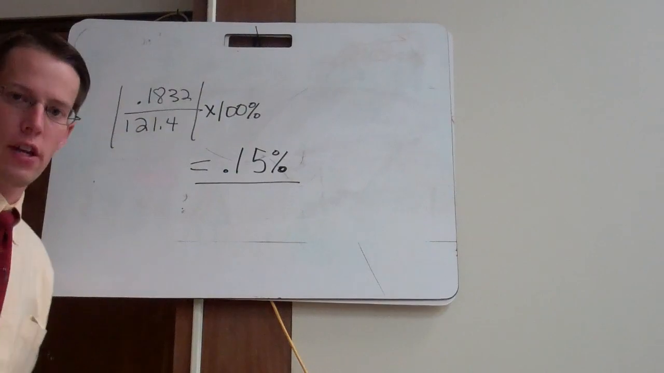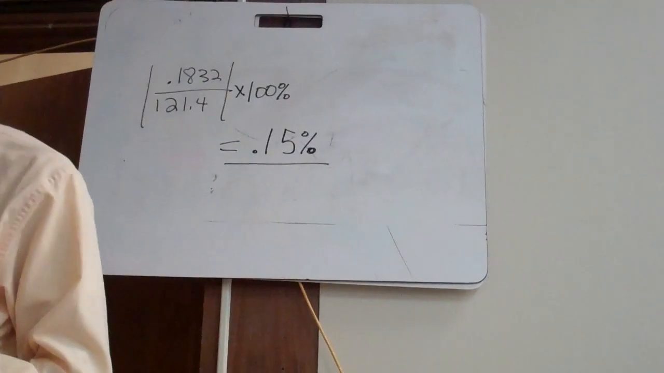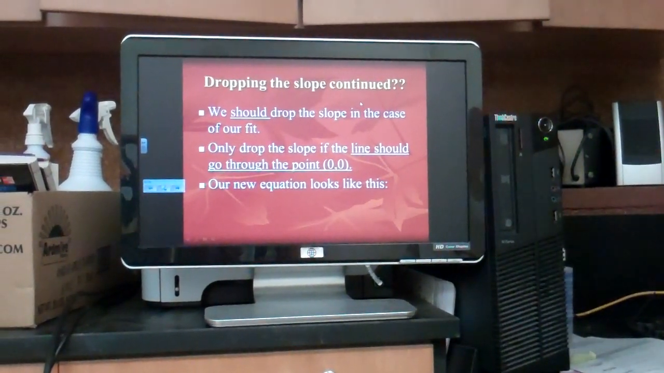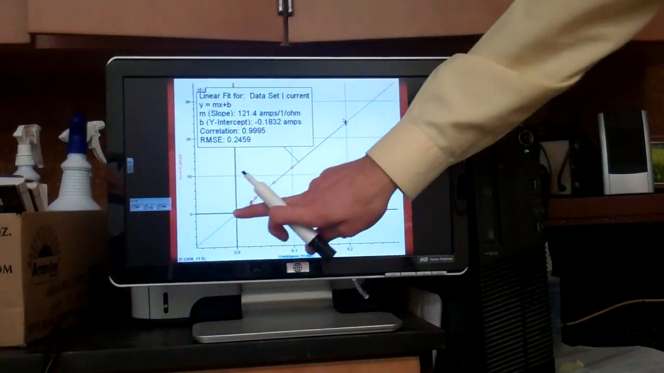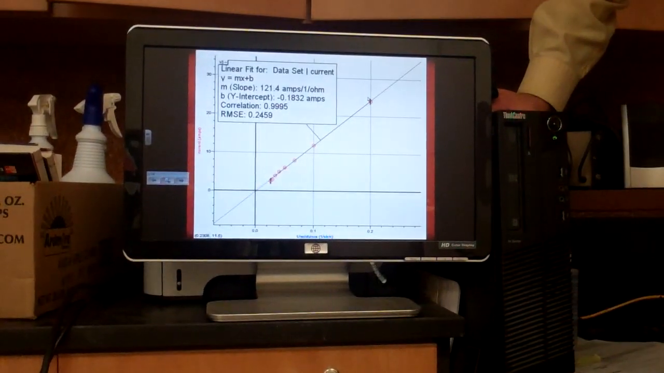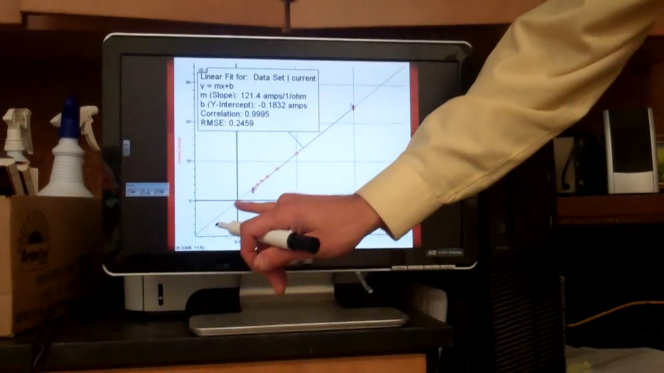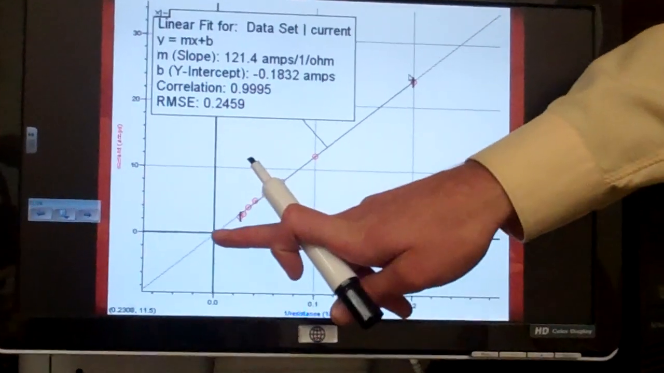Okay, and this is going to get a little interesting, being that it's an inverse fit. It's not like a linear fit. It gets a little bit more complicated. So let me show you that. We should drop the y-intercept in this case if the line should go through 0, 0. Okay, so I got to go back a few slides and see what this means. So here's our 0, 0 point right here. And you got to know a little bit of background about the information here to know if we should do this. So y-intercept, let me show you. It's this point right here. It's the value of current when 1 over resistance is equal to 0.